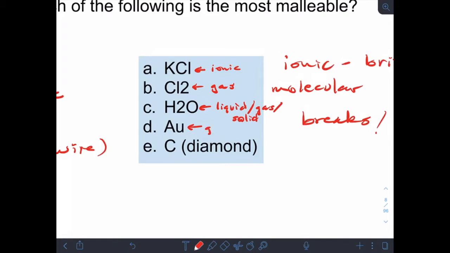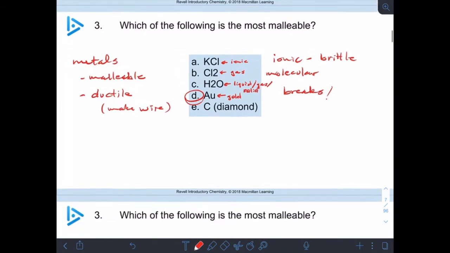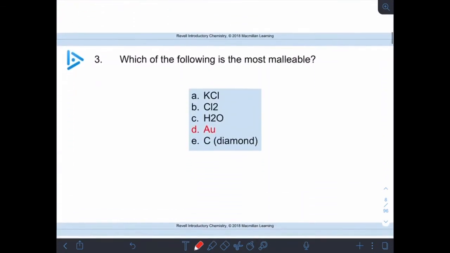This is gold. And then carbon is diamond. Okay? So of these 5 choices, the only one that's a metal is the gold. And thankfully, gold is malleable because then we can make all kinds of wonderful jewelry out of it and electronics.